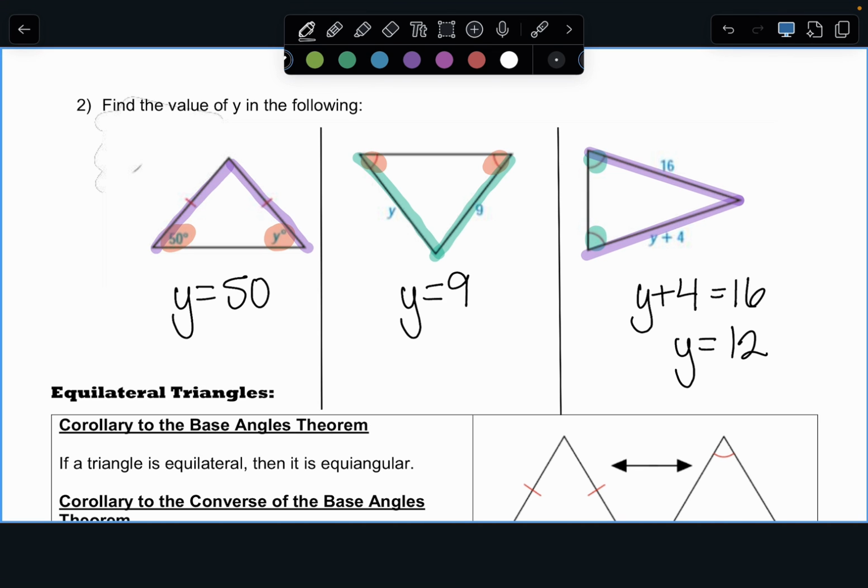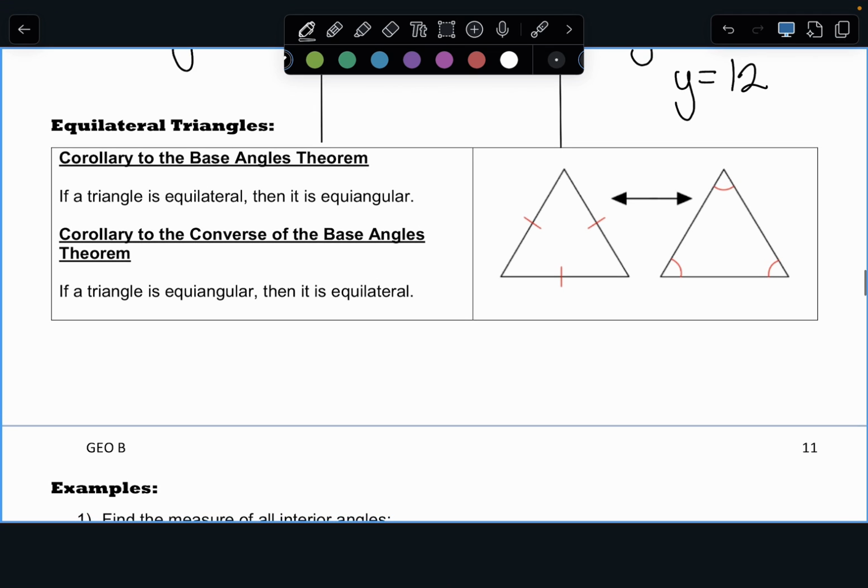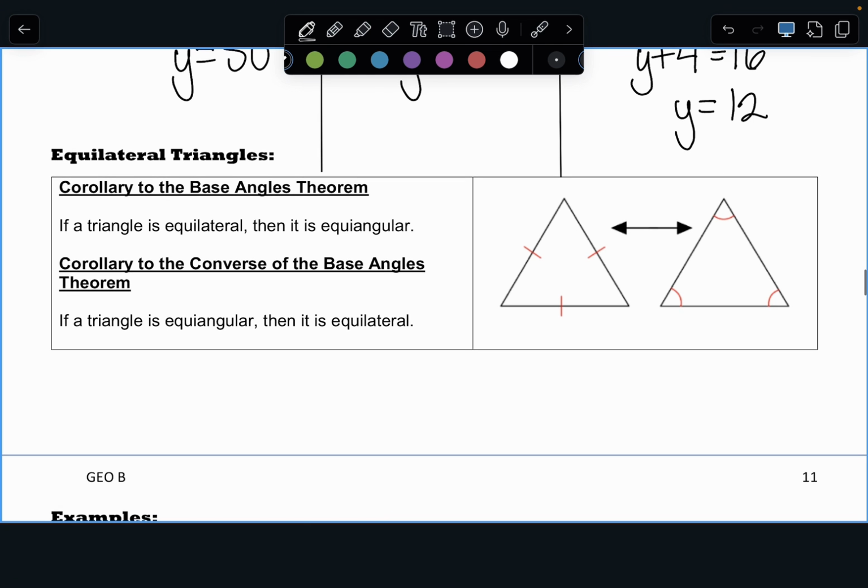Questions on that one? That's your first theorem. We have a very, very similar theorem for equilateral triangles. Can anyone remember what an equilateral triangle is? Equal sides. Yeah, so we would have three congruent sides. 60 degrees. So three congruent sides. Yeah, Robbie, you're right. Very good.